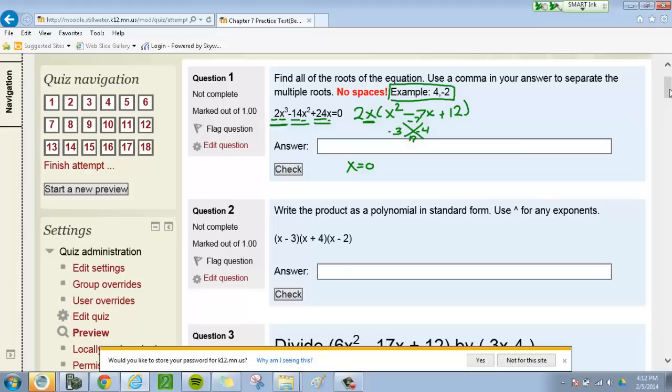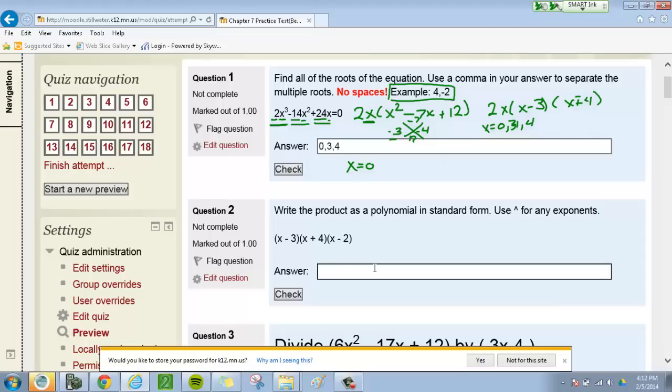So I totally have it factored as 2x times x minus 3 from this one, and x plus 4 from this one. So I have a solution of x equals 0, comma 4, comma, oh sorry, this should be negative 4, right? 0, comma 3, comma negative 4. And that's what I'll put in there. My 0, comma 3, comma negative 4. And move on to the next one right here.